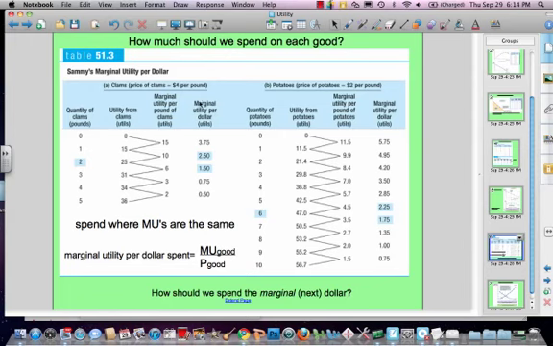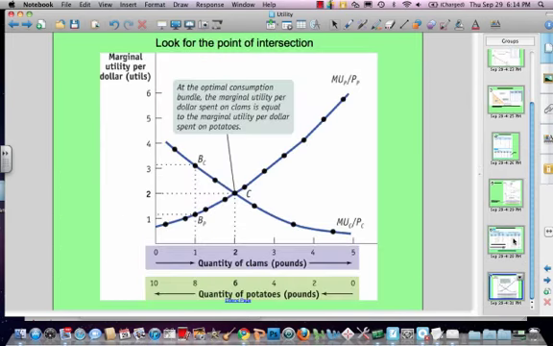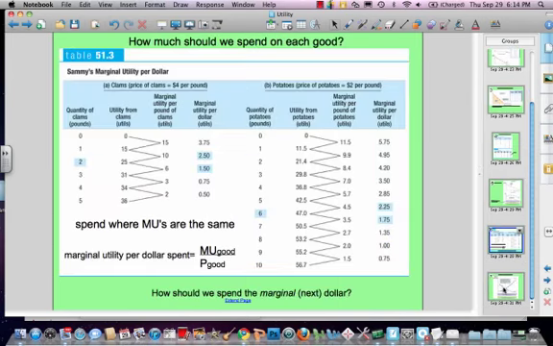Thinking about how much we should spend on each good, that depends on marginal utility per dollar. And then taking the results of these simple calculations and putting them on a graph.